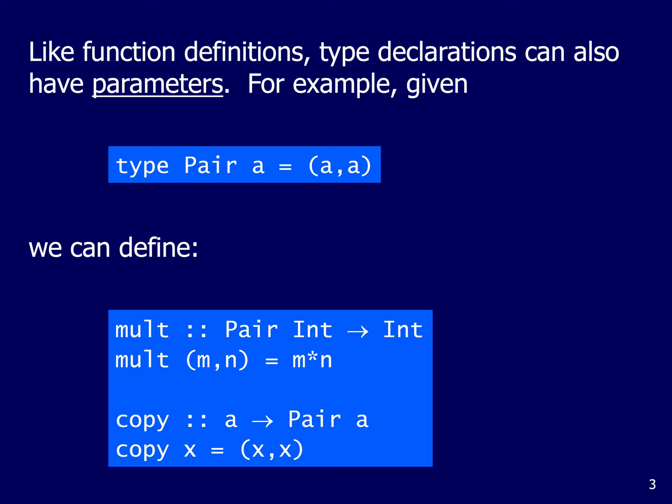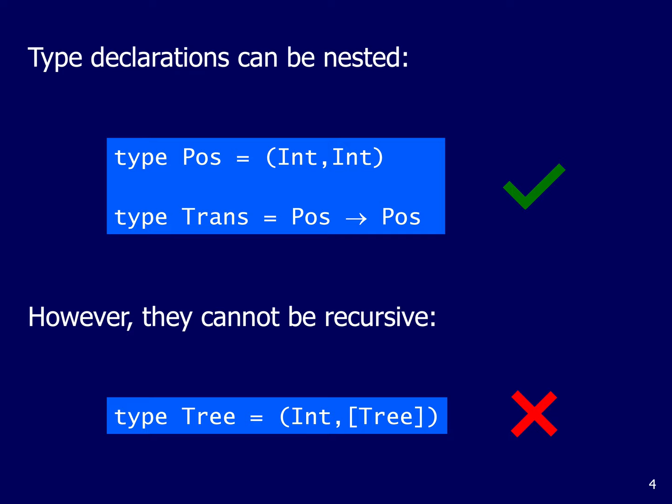So it's a bit of a contrived example here. I'm not really getting much leverage or mileage out of having this type, but it illustrates the idea that type declarations can also have parameters. So the last thing to note about type declarations is that they can be nested, but they cannot be recursive.